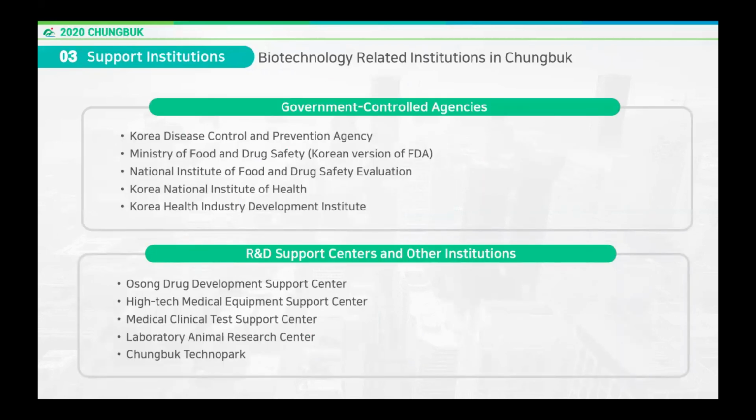Because the Korean government designated Chungbuk as a biotechnological business hub, it moved all government agencies relevant to this sector to Chungbuk. Right now, because of the COVID-19 pandemic, the Disease Control and Prevention Agency is very important. Then we have the Ministry of Food and Drug Safety, which has the same role as the FDA in the US. And there's a number of other institutes, agencies, support and research centers that work with companies in the biosector. Therefore, companies in this field are especially encouraged to choose Chungbuk Province as a business location, where they have all the support they need.